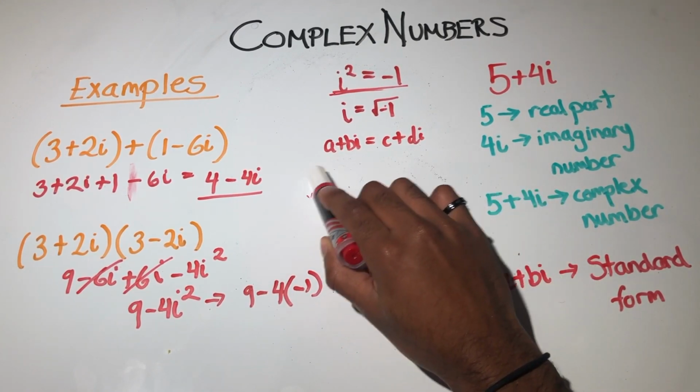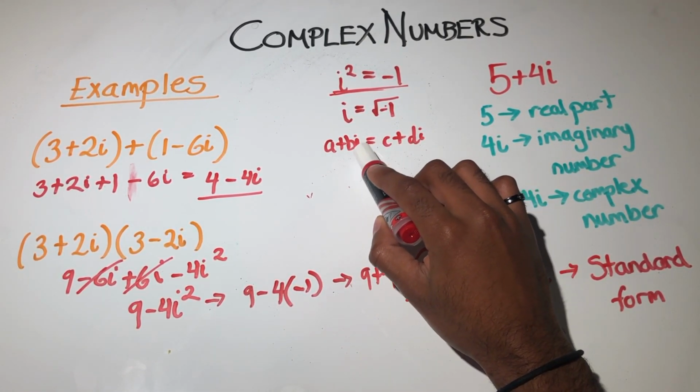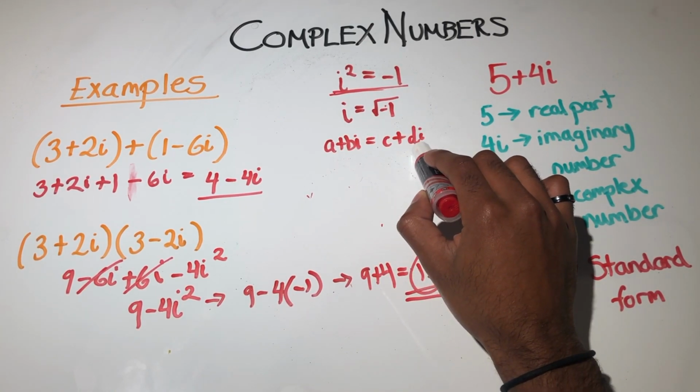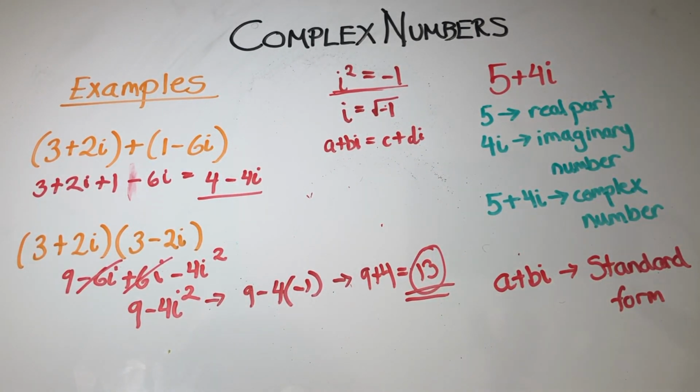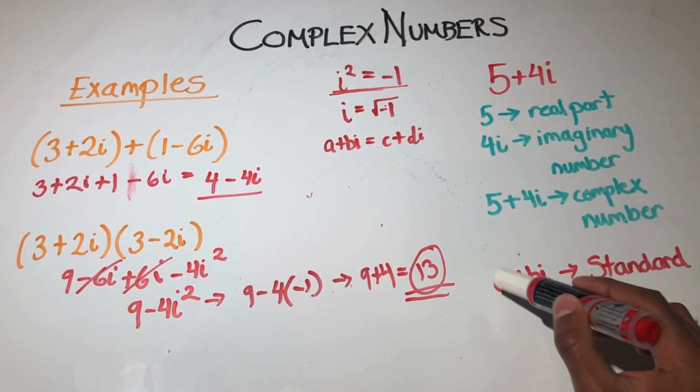And this statement is true if a is equal to c and if b is equal to d. And as I wrote here, a plus bi, that's written in standard form. And basically this whole thing is considered the complex number.